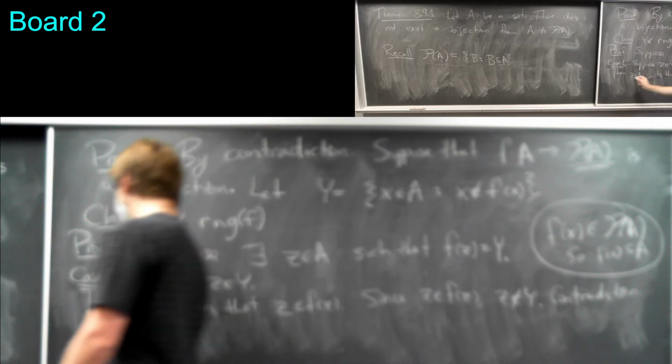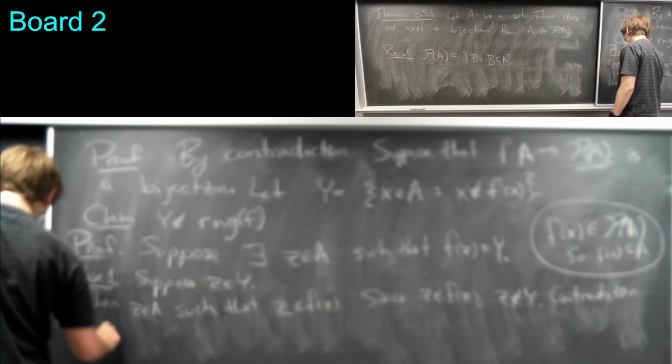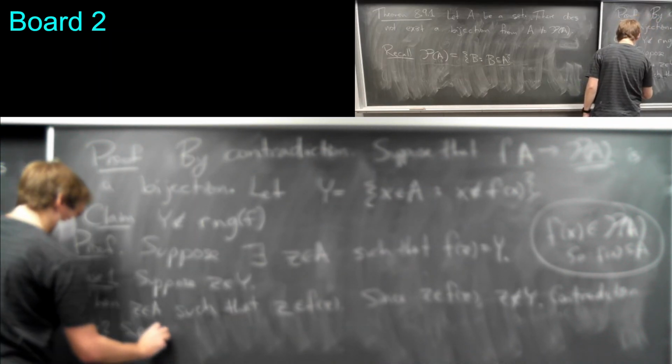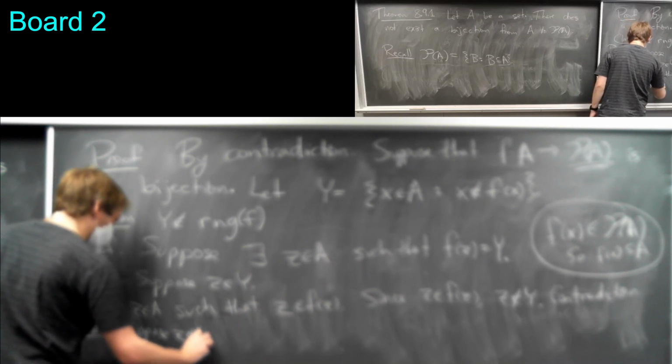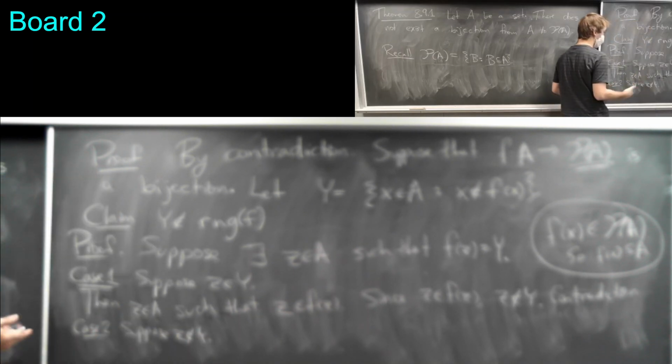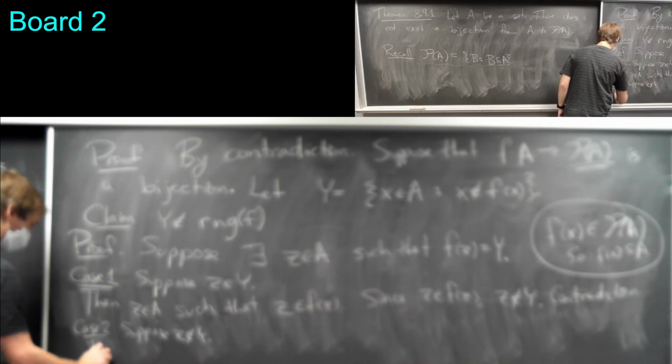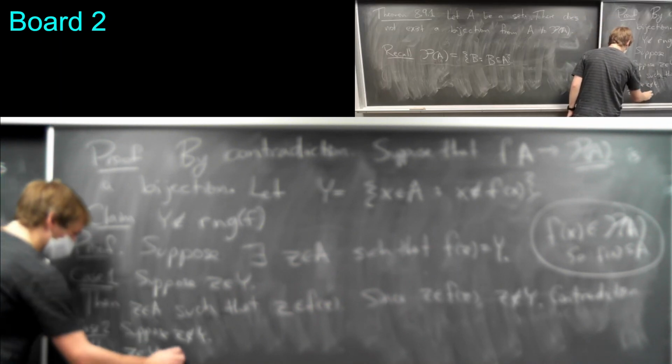And case 2 is almost the same thing. Case 2: suppose z is not in Y. Well, then z satisfies the criteria of being in Y. So then z is in Y, but that's a contradiction again.